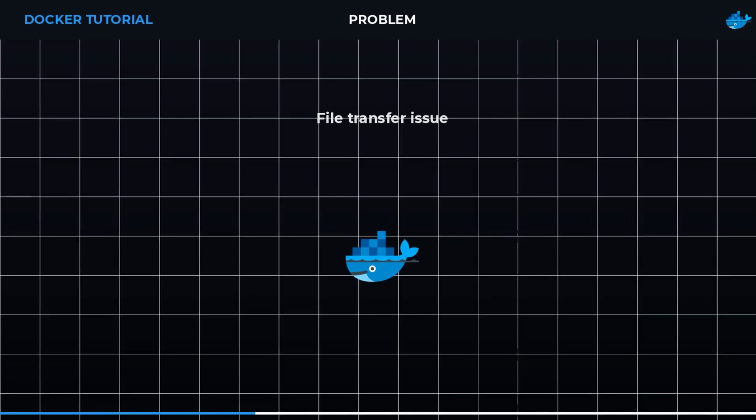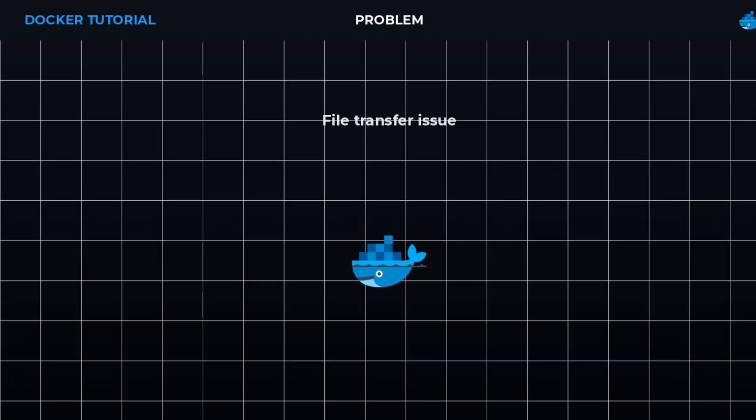When working with Docker containers, you often need to transfer files between your host machine and the container. However, this can be a challenge, especially when the container is running. That's where the Docker cp command comes in.